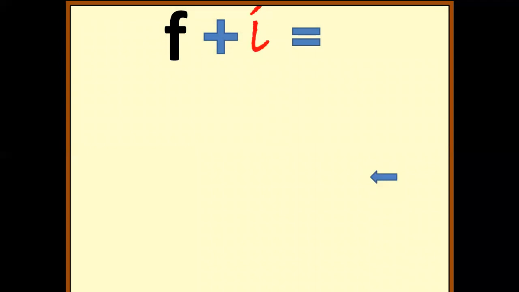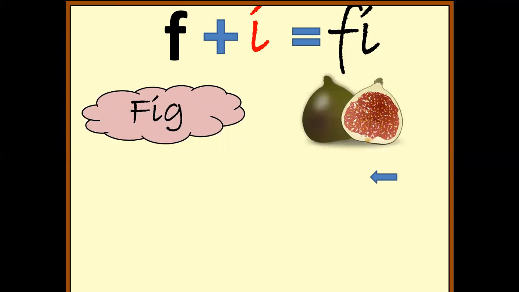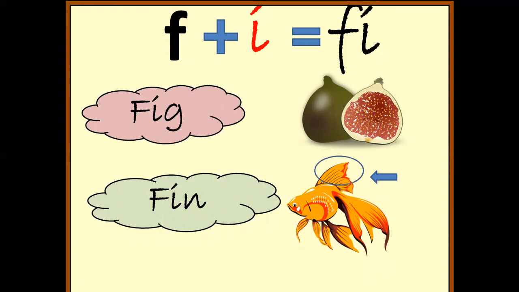What is this? I. What is the sound of F? F. And what is the sound of I? I. Now join these two sounds. F, I. Fi. Fig. Fig. F, I. Fi. Fin. Fin. Fin. Fins help me to swim.